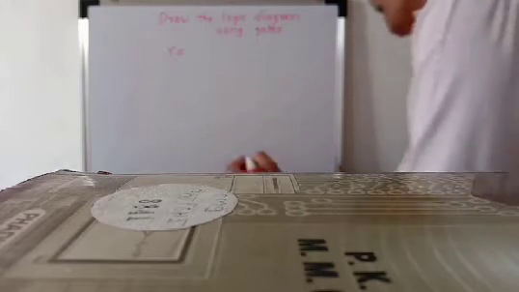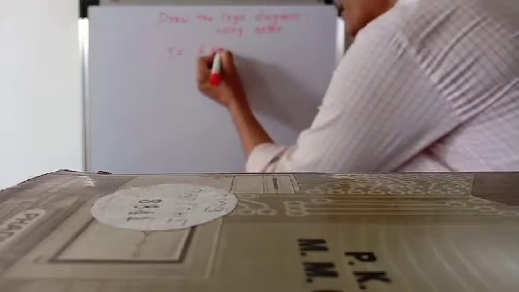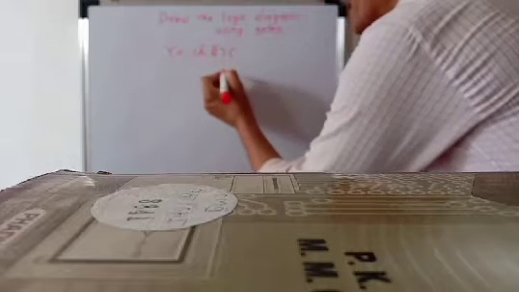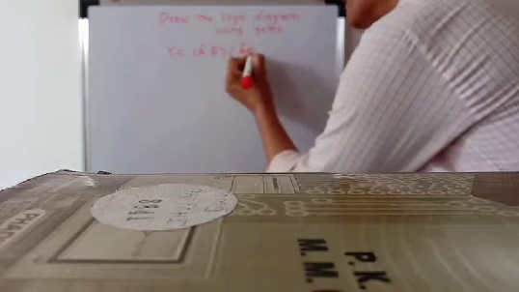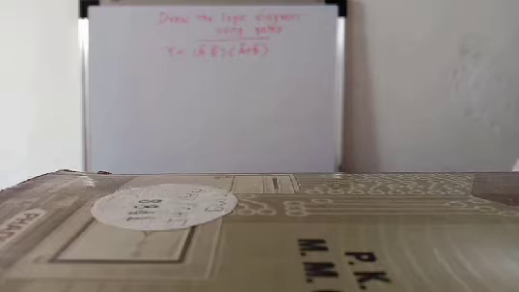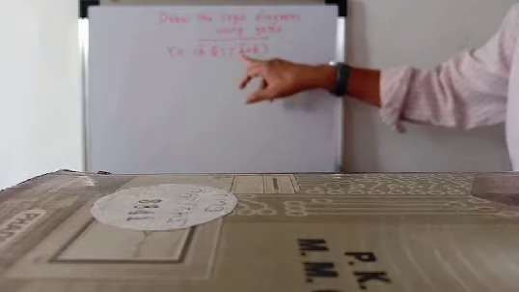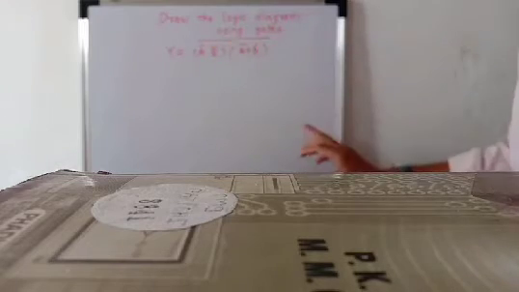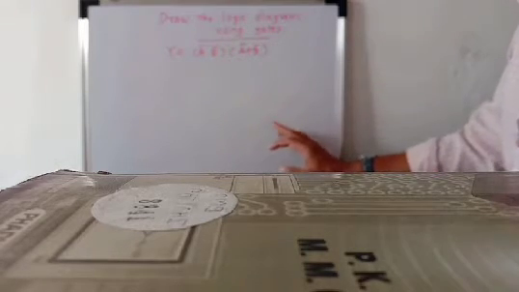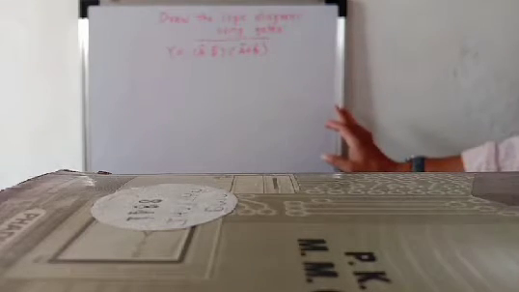Y is equal to A bar dot B bar, in second bracket A bar plus B bar, and whole bar. This is the logic equation, and by using this logic equation you have to draw its logic diagram.